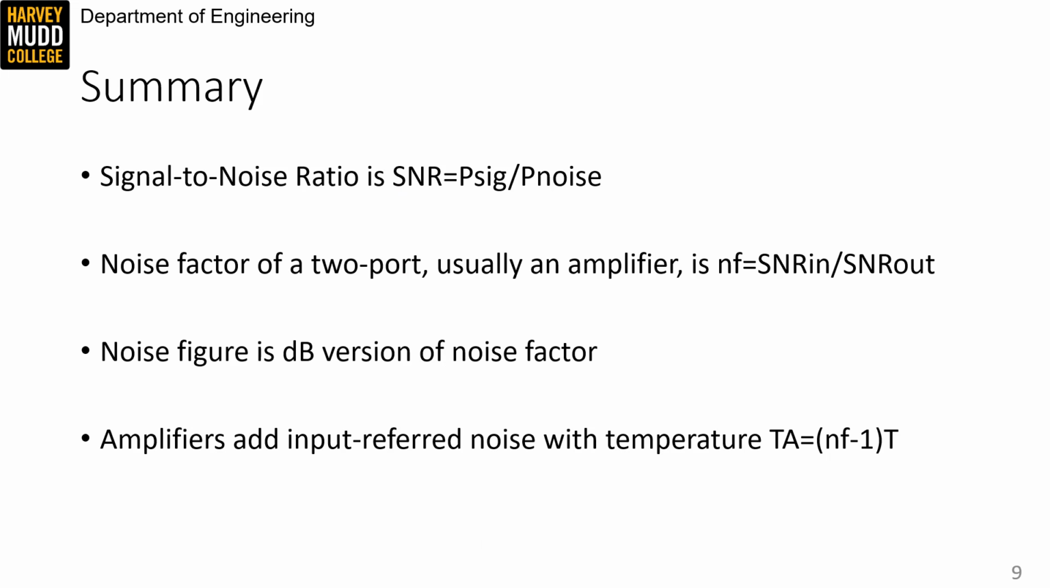So in summary, the signal-to-noise ratio is the power of the signal over the power of the noise. The noise factor of a two-port, usually an amplifier, is the SNR of the input over the SNR of the output. Noise figure is the noise factor in decibels. And amplifiers have an input-referred noise temperature of TA equals NF minus 1 times T.